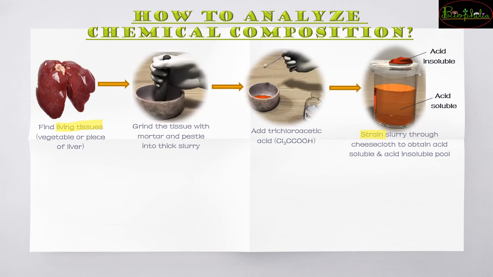When you are straining the slurry, you will get two components. The first component will be the acid insoluble part, which will be at the top of the filter paper or the muslin cloth that is used to strain, and the part which gets filtered out into the beaker is acid soluble. Why is it acid soluble or acid insoluble? Because you are adding the trichloroacetic acid that gives you the acid solubility or the acid insolubility.